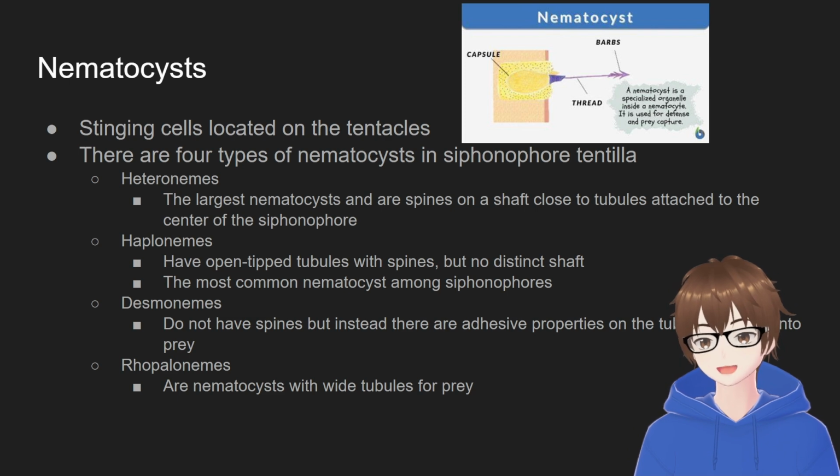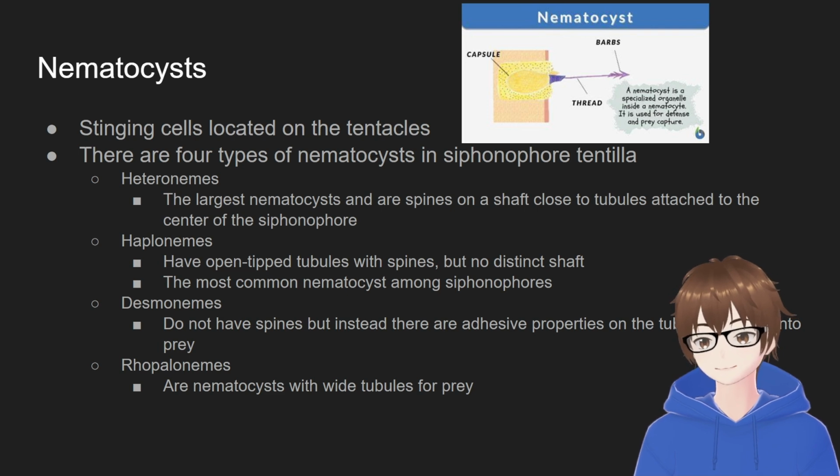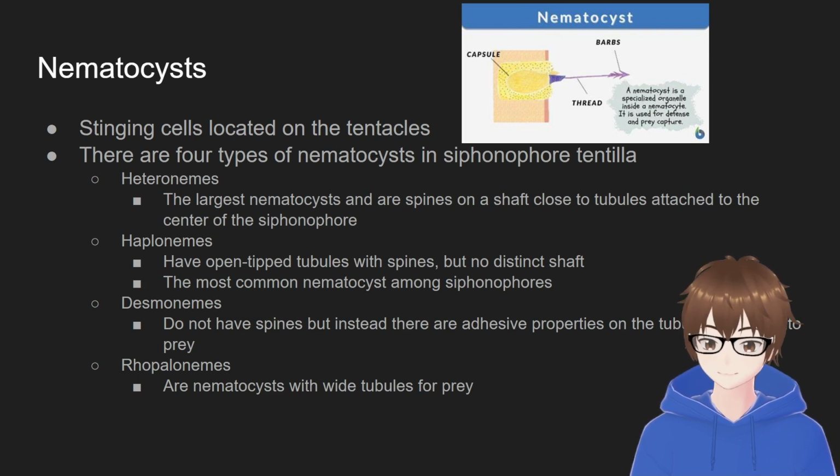Then we have Haplonemes, which are open-tip tubules with spines, but they have no distinct shaft. And the most common nematocyte among Siphonophores is the Haploneme. Then we have the Desmonemes, which do not have spines, but instead have an adhesive property on the tubules that will hold onto the prey. So instead of a barb, they're kind of sticky.